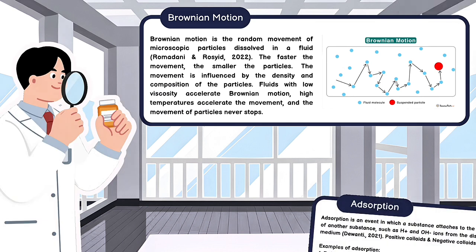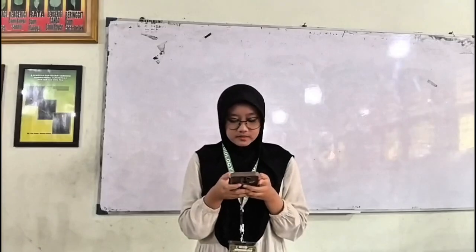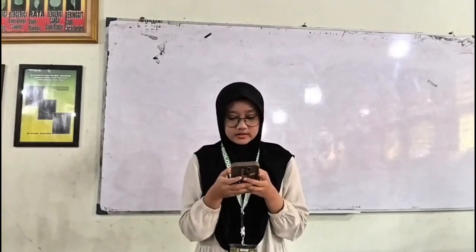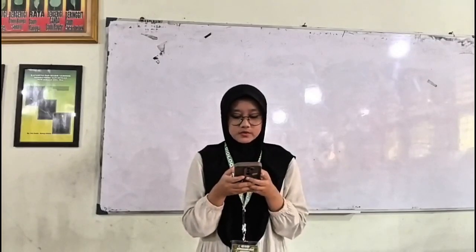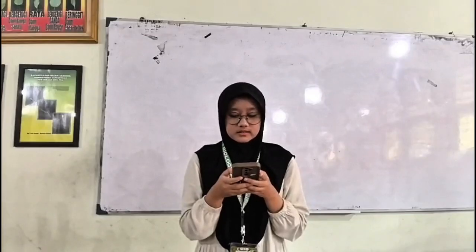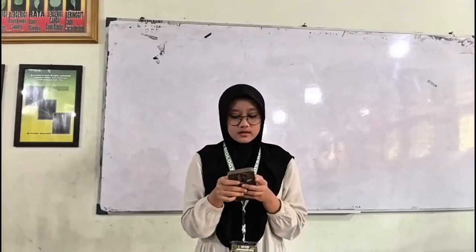Brownian motion is the random movement of microscopic particles dissolved in a fluid. The faster the movement, the smaller the particles. It can be seen in the pattern that the particles move in a zigzag. The movement is influenced by the density and composition of the particles. Fluid with low viscosity accelerates Brownian motion, a higher temperature accelerates the movement, and the movement of particles never stops.